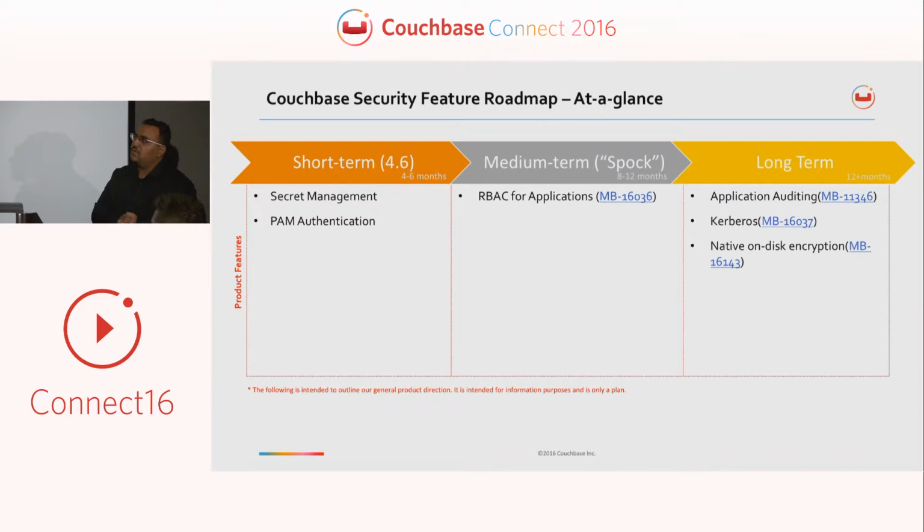And in the long term, we also have a bunch of wish list items, right? So we have application auditing, Kerberos, native on-disk encryption, and the list goes on. I'm just talking about the more prominent items here. And again, this list is not ordered, at least in the long term. So based on your feedback and your input, we'd like to work with you and help prioritize that long-term list.